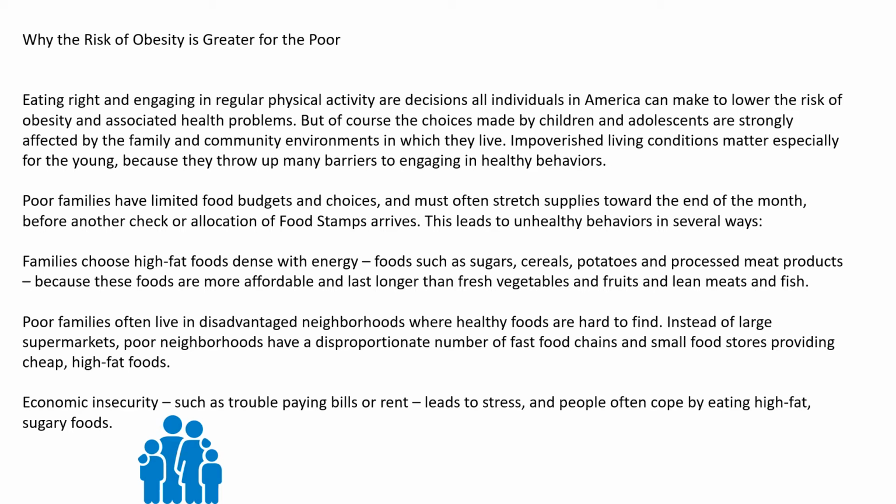Poor families often live in disadvantaged neighborhoods where healthy foods are hard to find. Instead of large supermarkets, poor neighborhoods have a disproportionate number of fast food chains and small food stores providing cheap, high-fat foods. There's also economic insecurity, such as trouble paying bills or rent, which leads to stress, and people often cope by eating high-fat, sugary foods. Even here in Bangor, Maine, for example, there are a lot of supermarkets and places to get food, but there's also fast food everywhere, and the places that have more affordable food are mainly the high-fat stuff.